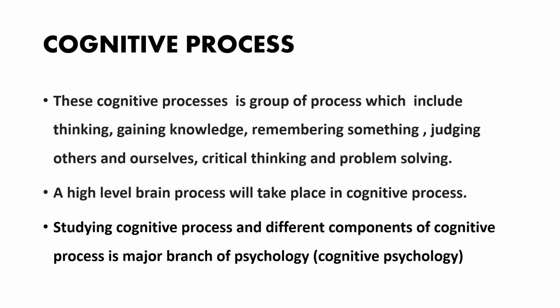Cognitive process is a group of processes which include thinking, gaining knowledge, remembering something, judging others and ourselves, critical thinking and problem solving. As I've told you already, an enormous level of work is being done by our brain. So we can say a high-level brain process is seen in cognitive process. Studying this is a very influential branch of psychology, and that branch is known as cognitive psychology.